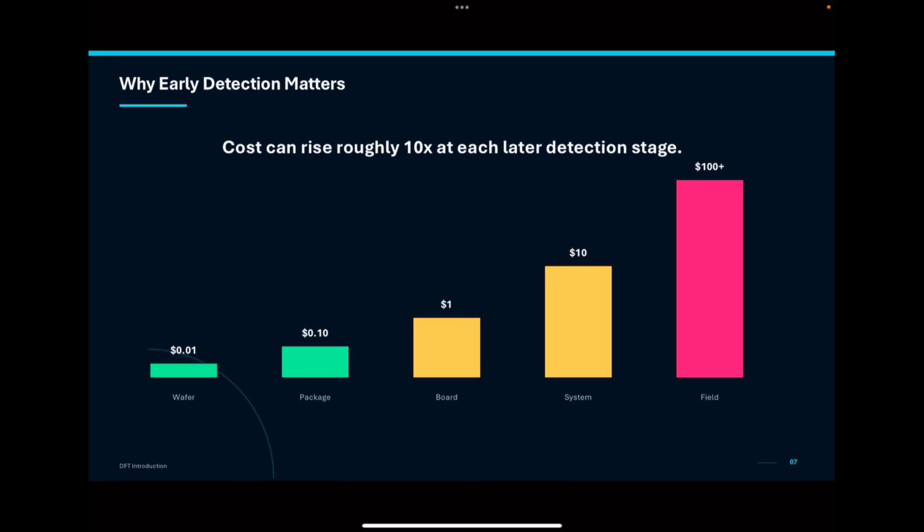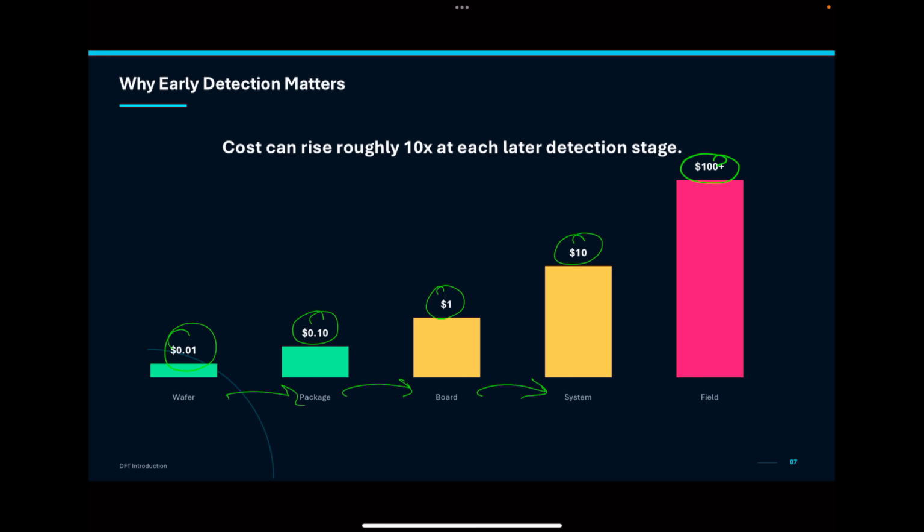As the chip moves from the wafer level to package level to board level to the system level, the cost of detecting and addressing a defect grows many times, often by about 10 times at each stage. Looking at a chart, a defect that cost around $0.01 to identify at the wafer stage may cost $0.1 at package test, $1 at board level, around $10 at system level, and potentially over $100 once the product reaches the field and customers.